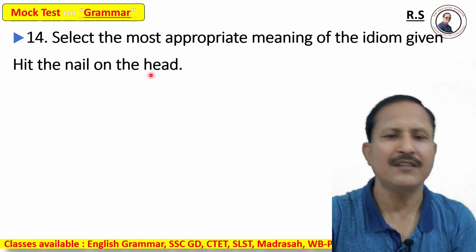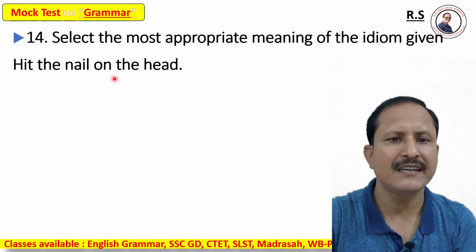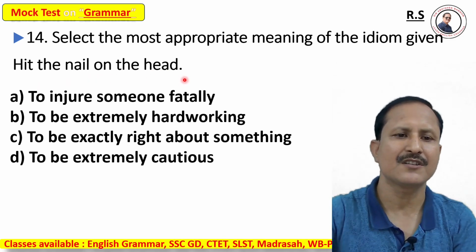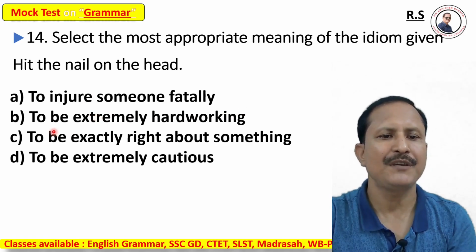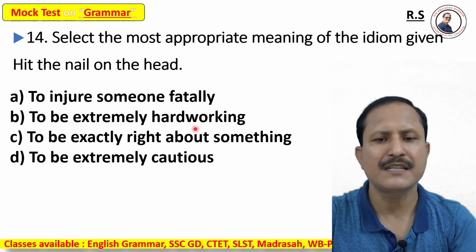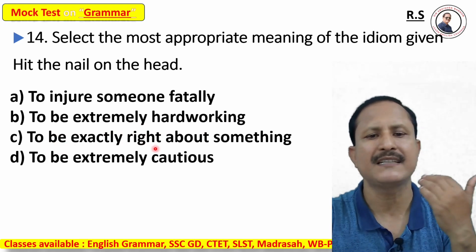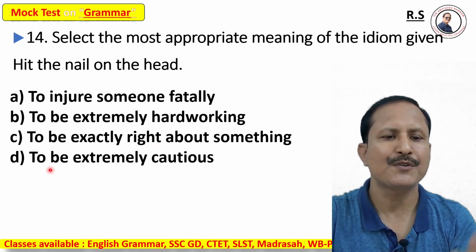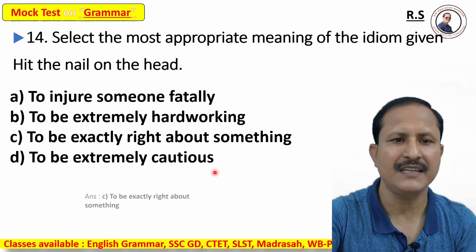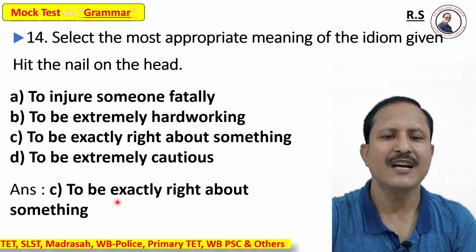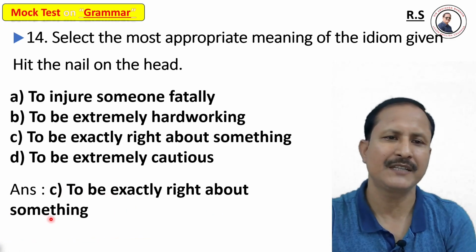Hit the nail on the head. Once again, hit the nail on the head. Options: option A, to injure someone fatally. Option B, to be extremely hardworking. Option C, to be exactly right about something. Option D, to be extremely cautious. The right answer is option C, to be exactly right about something.